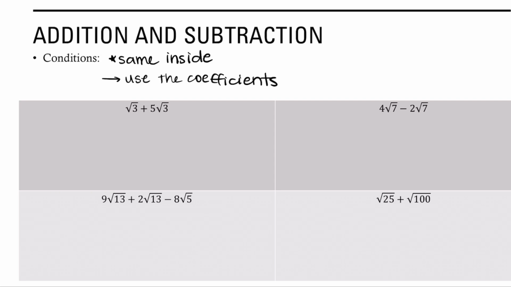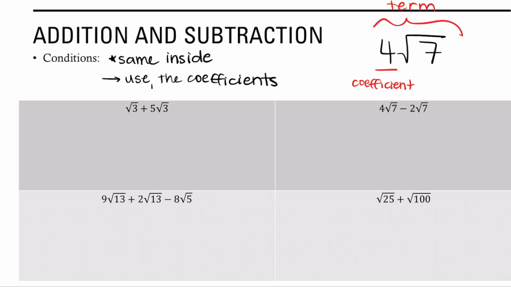Just for reference in the rest of this video, when I'm doing the examples, like let's say we have the 4 square root of 7, this would be called my coefficient. And this whole thing is called a term. And my job is to be combining like terms. And I'll show you what I mean here.